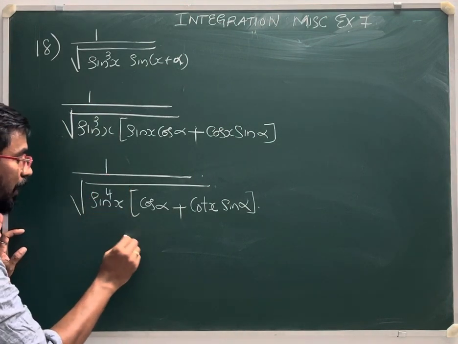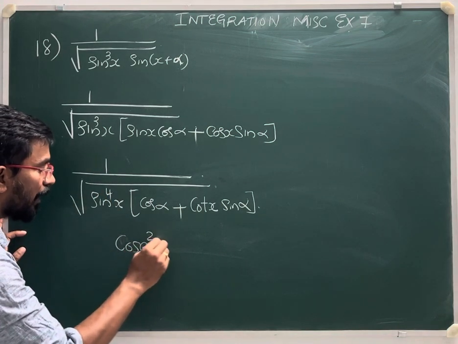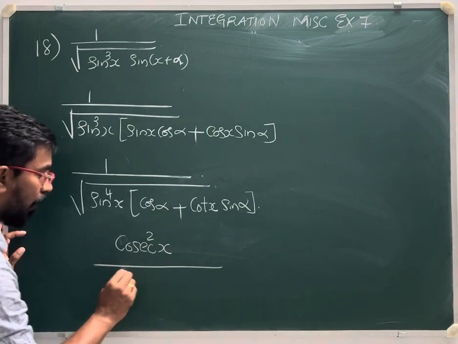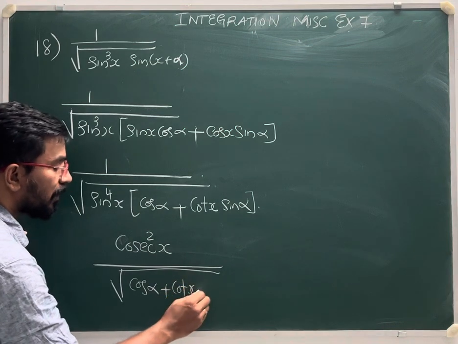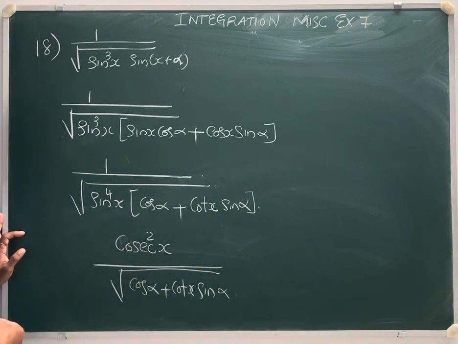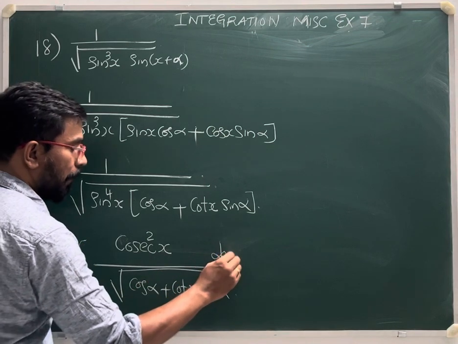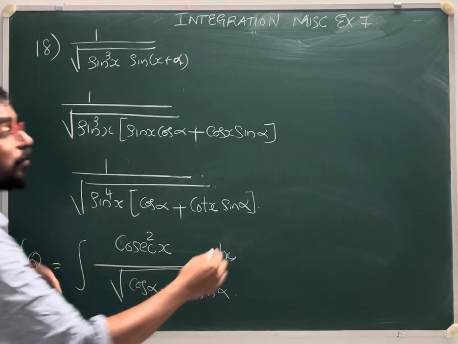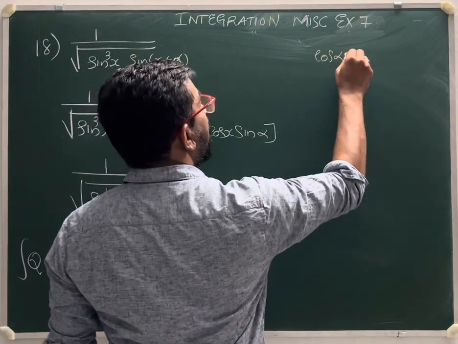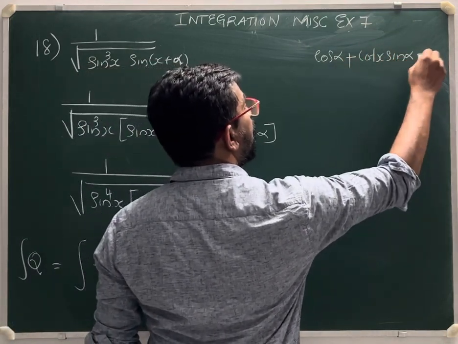This I will take up, then it will become sin square outside. When it comes up, it will become cosec square x by square root of, now only this, cos alpha plus cot x sin alpha. So if I want, I can write the question once again. Integral of this dx, because I converted the question into this. Now I will do this beautiful substitution. I will write cos alpha plus cot x sin alpha equal to t.